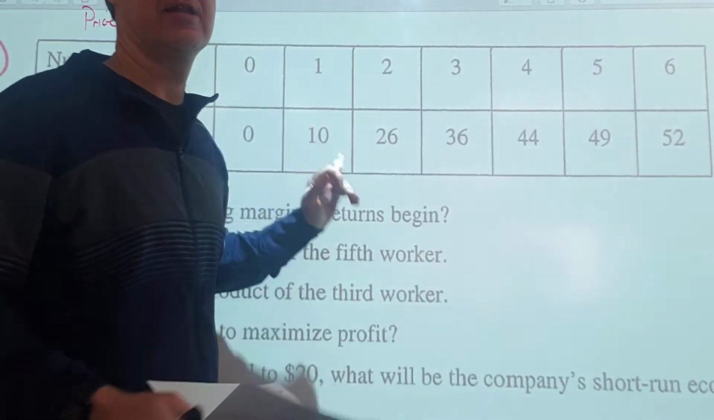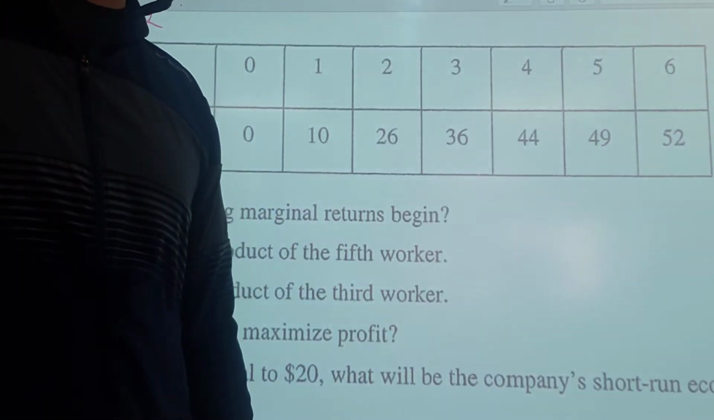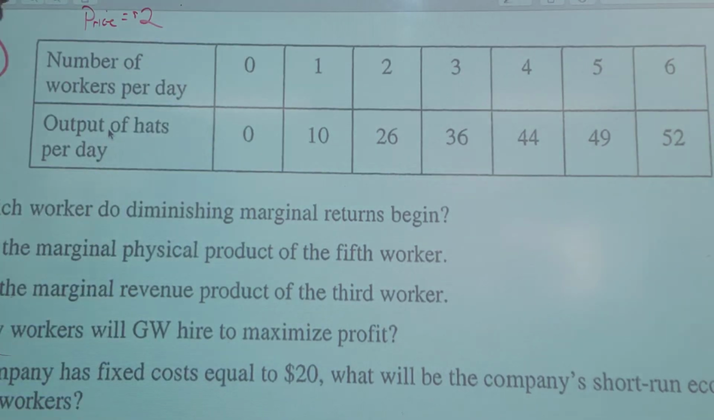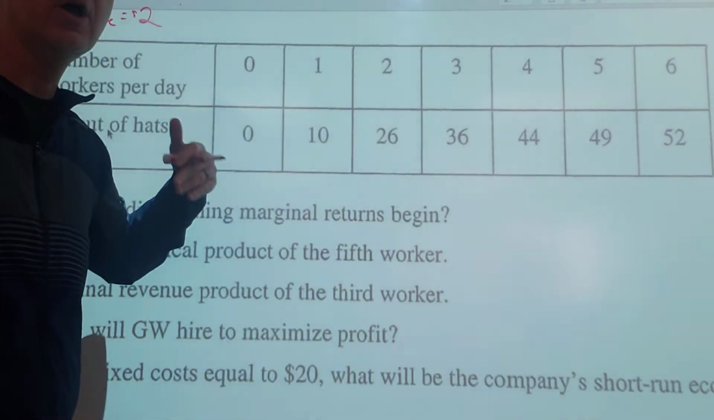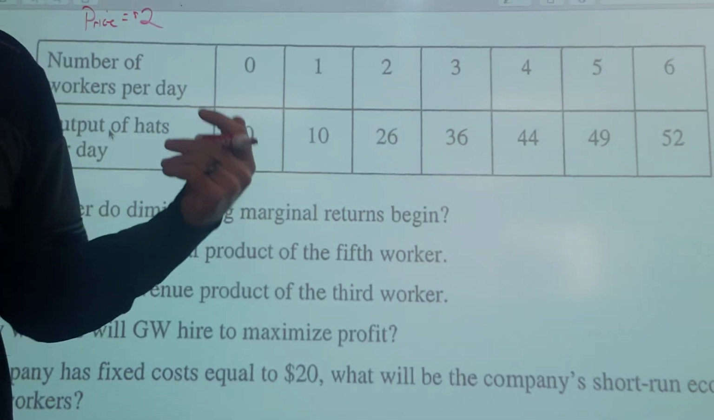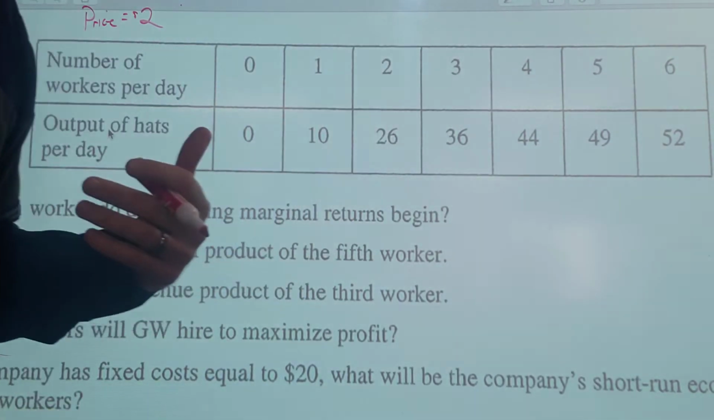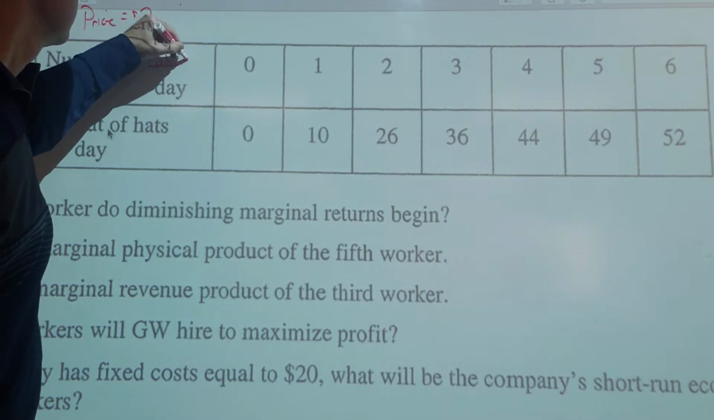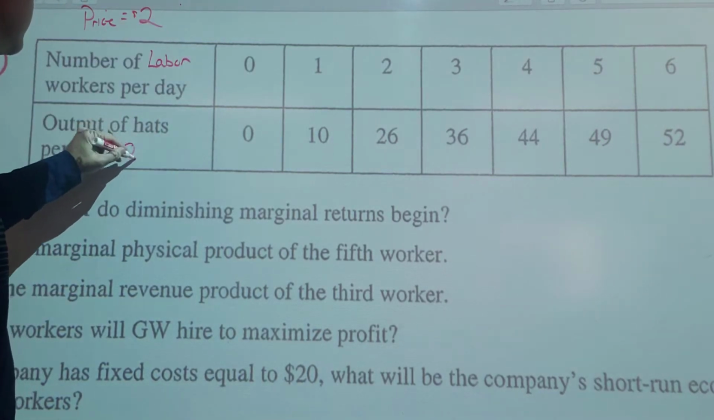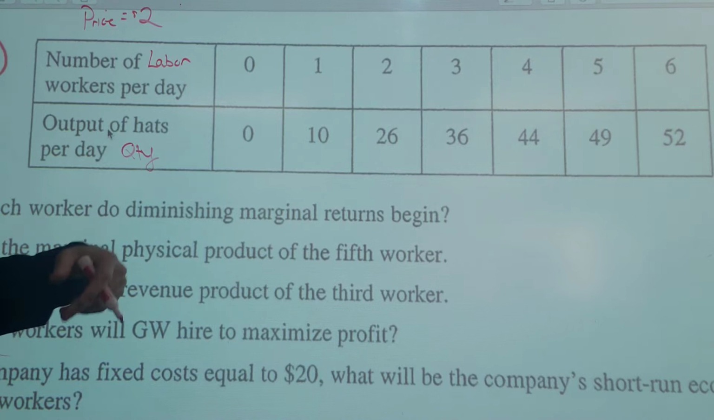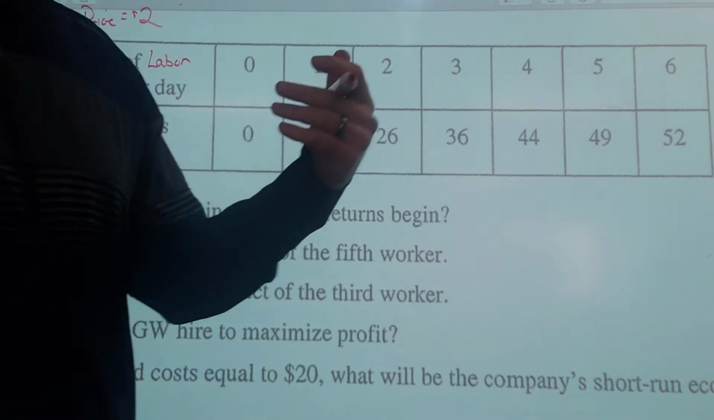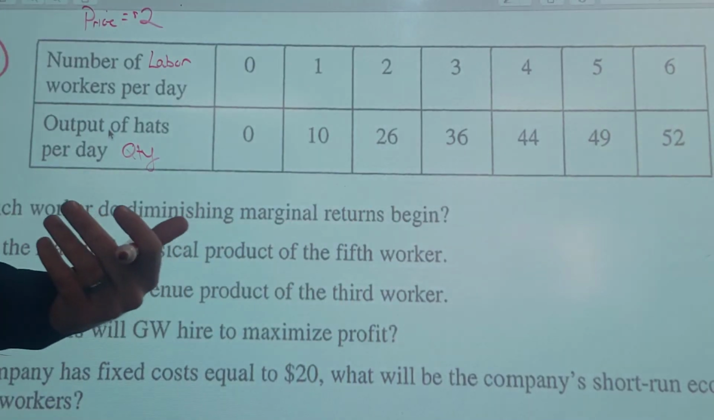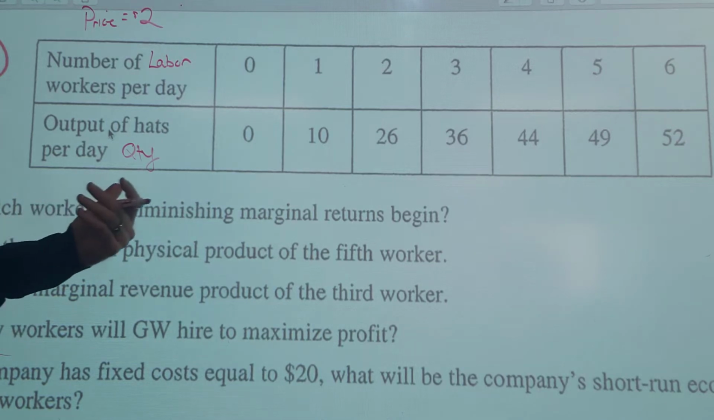The first thing that I notice when I look at this is, holy cow, I've never seen a chart like this because it's horizontal instead of vertical. We don't panic, we work the problem, we follow our procedures. Nothing is different. Number of workers, this is labor. Output of hats per day, this is quantity. I know somewhere in this problem I'm going to no doubt need marginal product and marginal revenue product.